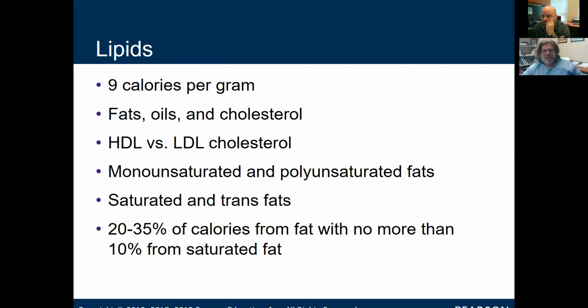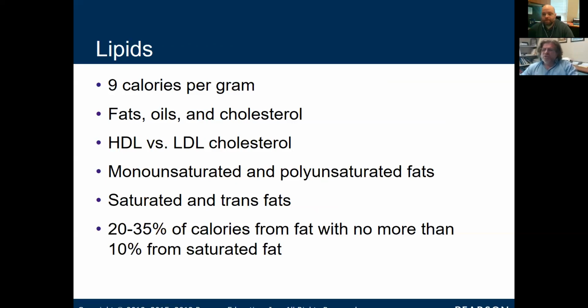So lipids are fats. These are more calorie dense, more than twice as many calories for their weight than, say, sugar or protein. So 9 calories per gram. Things like fats and oils and cholesterol, these are all basically different variations of the same idea of lipids. And we have different types of cholesterol. We have high density cholesterol and low density cholesterol.